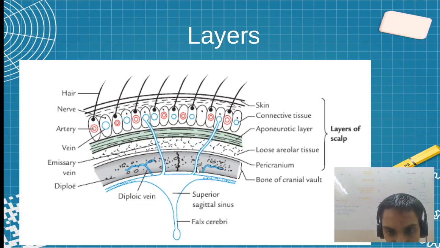And this is the emissary vein coming out from the facial vein. This is the facial vein. From that emissary vein is coming. And this is the pericranium or the bony vault. So the emissary vein is draining into triple S. Please remember, triple S means superior sagittal sinus and draining into the falx cerebri. Here these are the diploic veins, the small branches. So this is regarding the layers of the scalp.